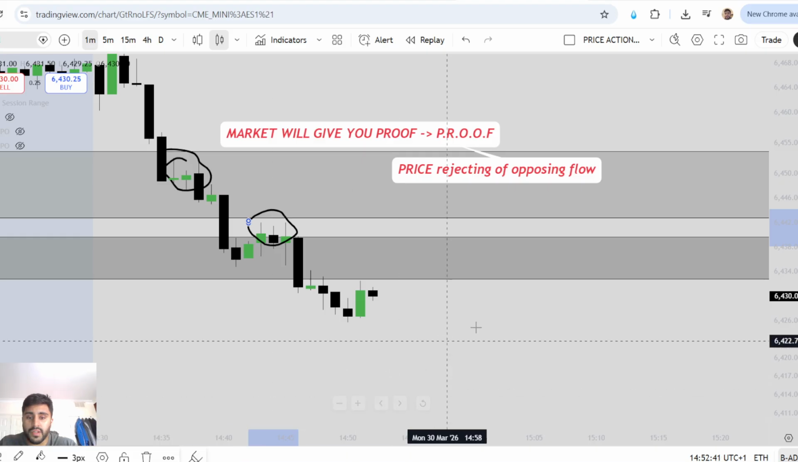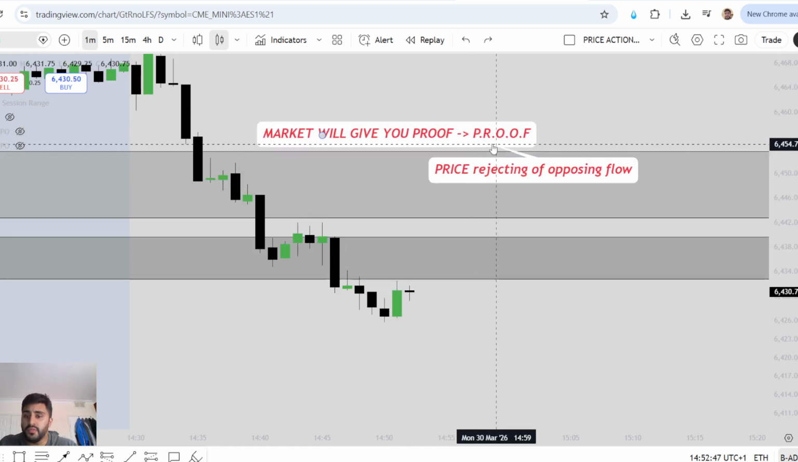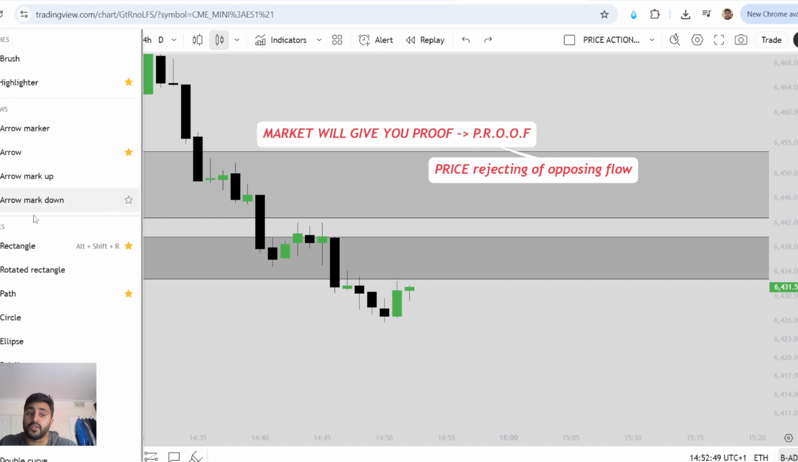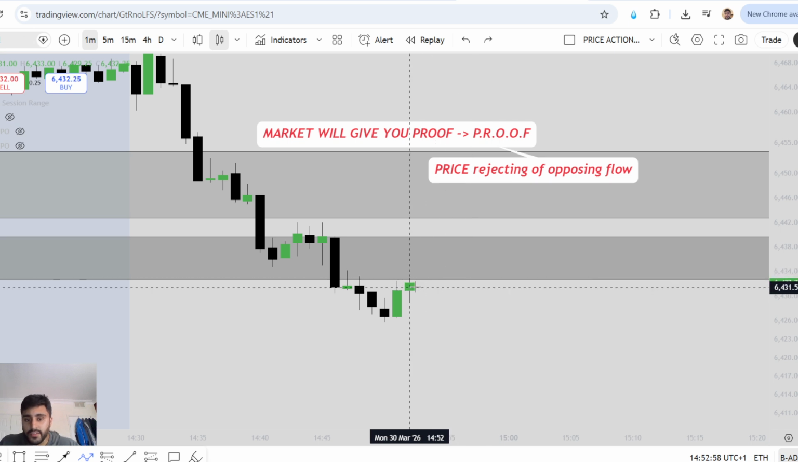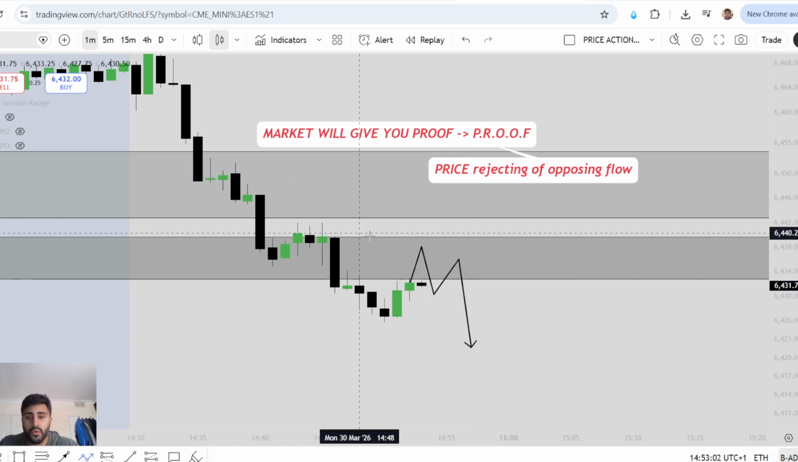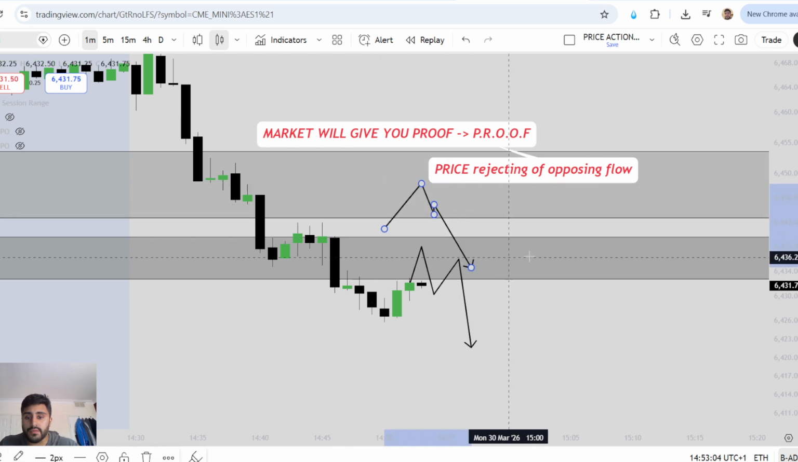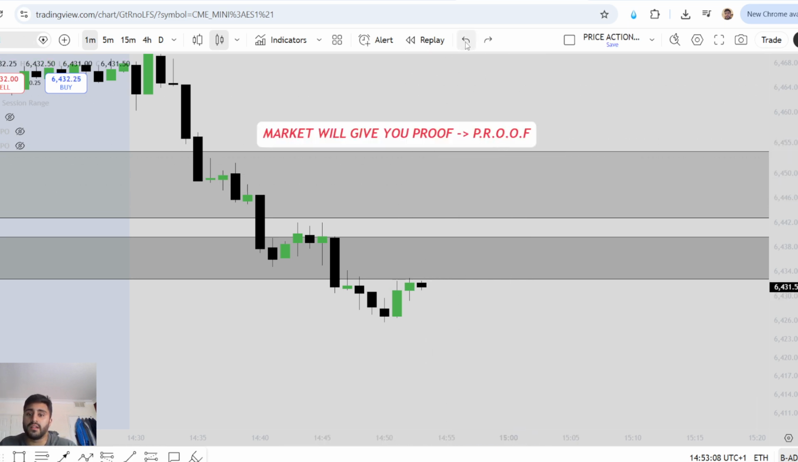So when we go to the candlestick chart, we can't see this information here, but you want to use market proof to tell you where the market's likely to go. You want the market to give you proof. And what proof means is price rejection of opposing flow. That's what PROOF stands for. And so from here, we either want to see this or we want to see this. Either or is fine. So I'm going to stop this recording and go back to the live session.